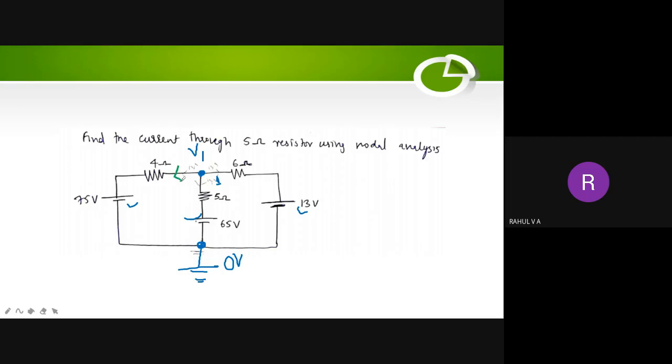And now I am marking the current. The direction of current is selected in such a way that it is leaving away from the node. So I1, this is I2, and this is I3. So all currents are leaving away from the node. I can say that the sum of current leaving is equal to the sum of current entering. There is no current entering the node, so I can mark it as 0. So the sum of current leaving the node is equal to 0.